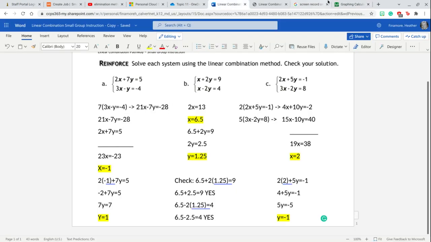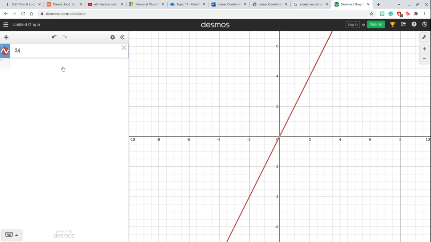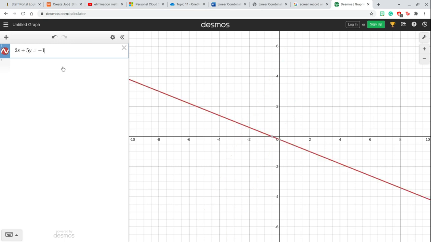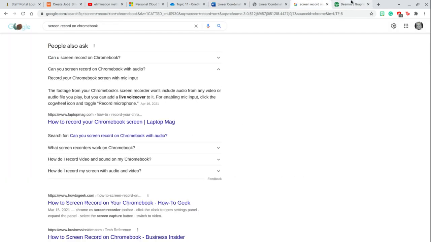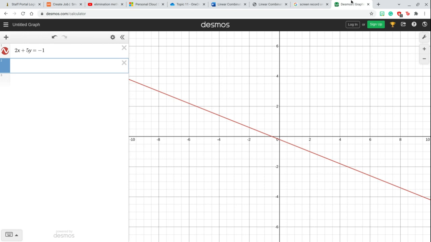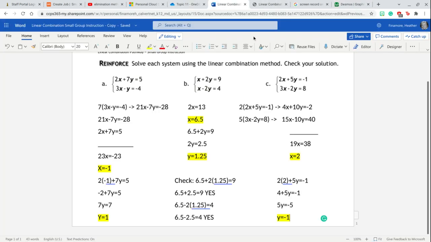Will it record this if I go to Desmos? Let's see. 2x plus 5y equals negative 1. And the other one was 3x minus 2y equals 8. And look, 2, negative 1. What did I say the answer was? 2, negative 1. Alright, awesome.